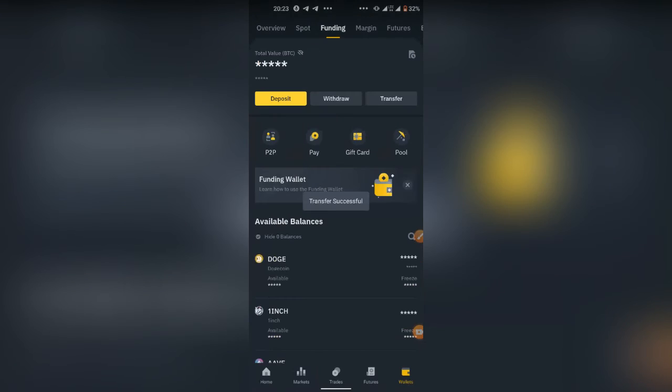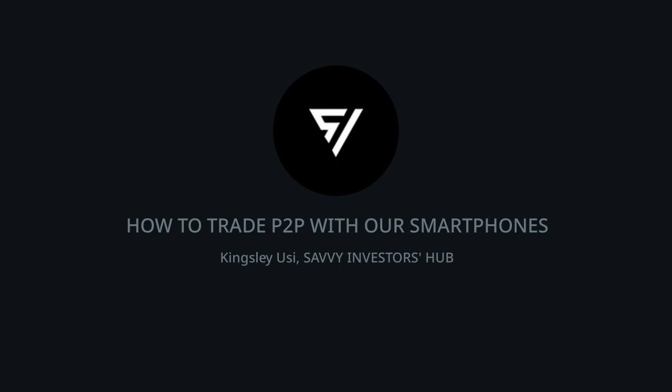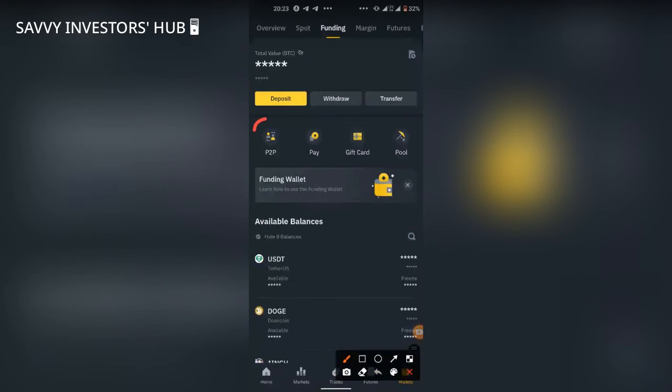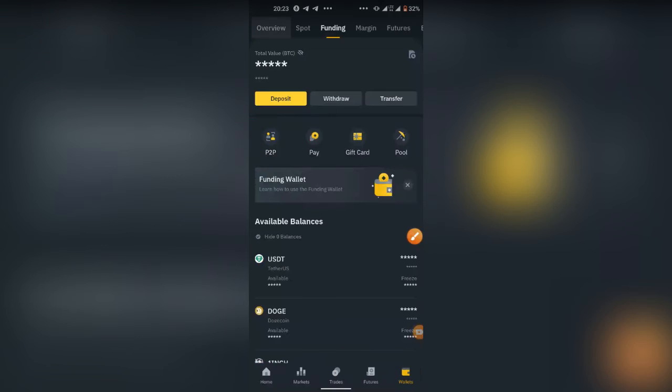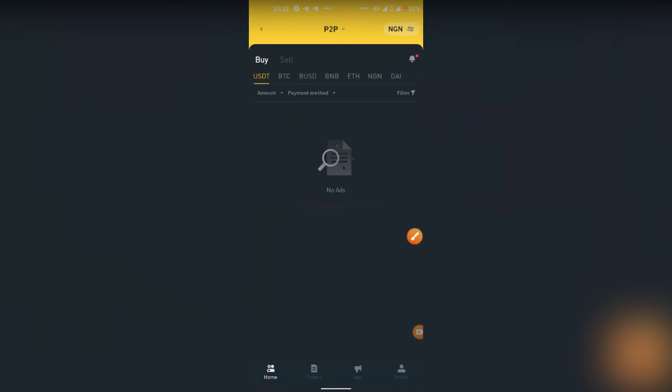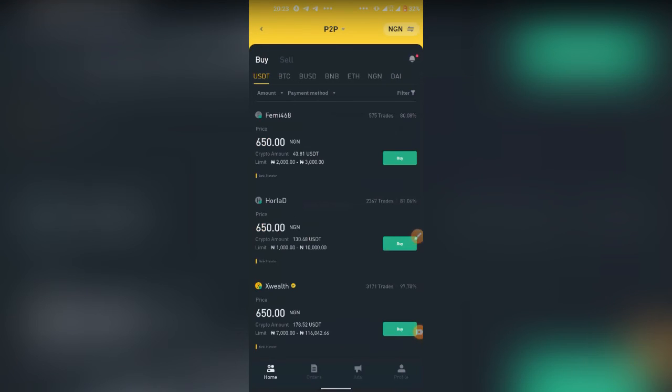So I've actually transferred this to my P2P wallet. To take me to the P2P wallet directly, I'm going to click this P2P here. I'm going to click this, and it's brought me over to P2P. So what do I do next? I'm going to go to add, just like we did before.